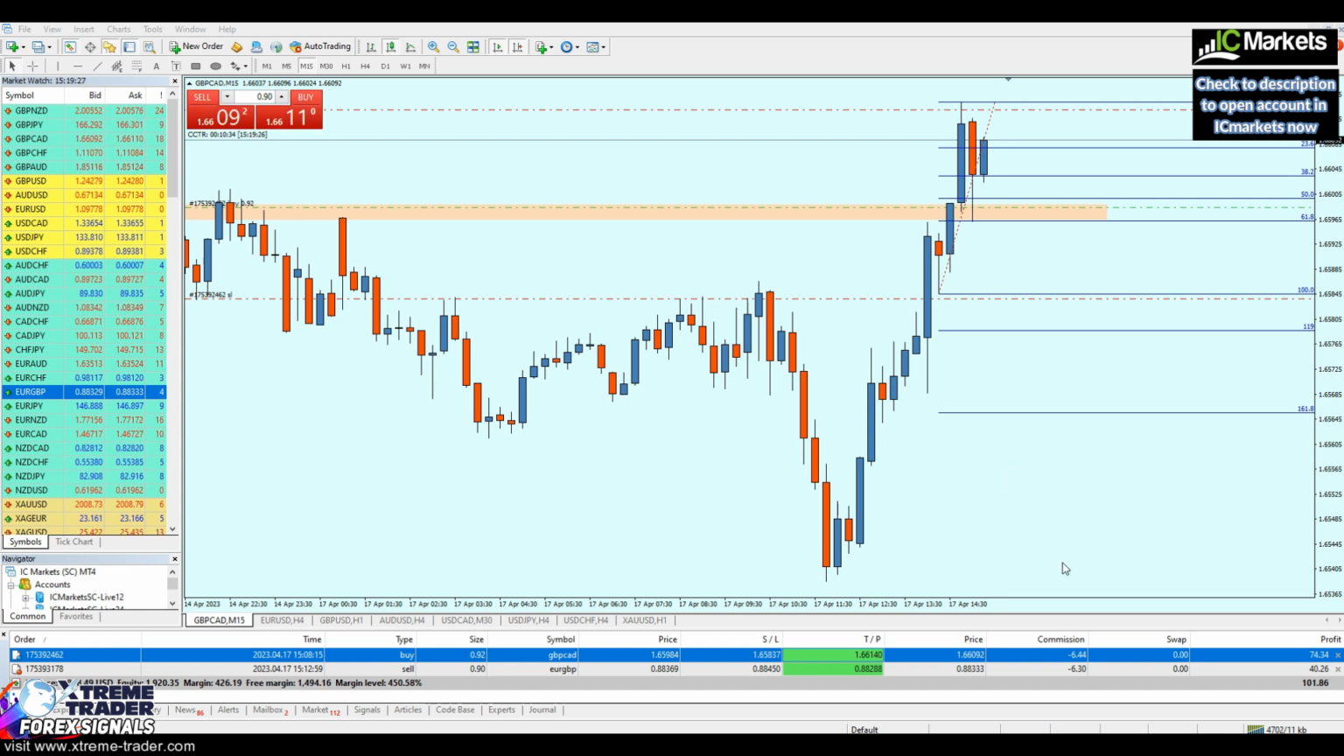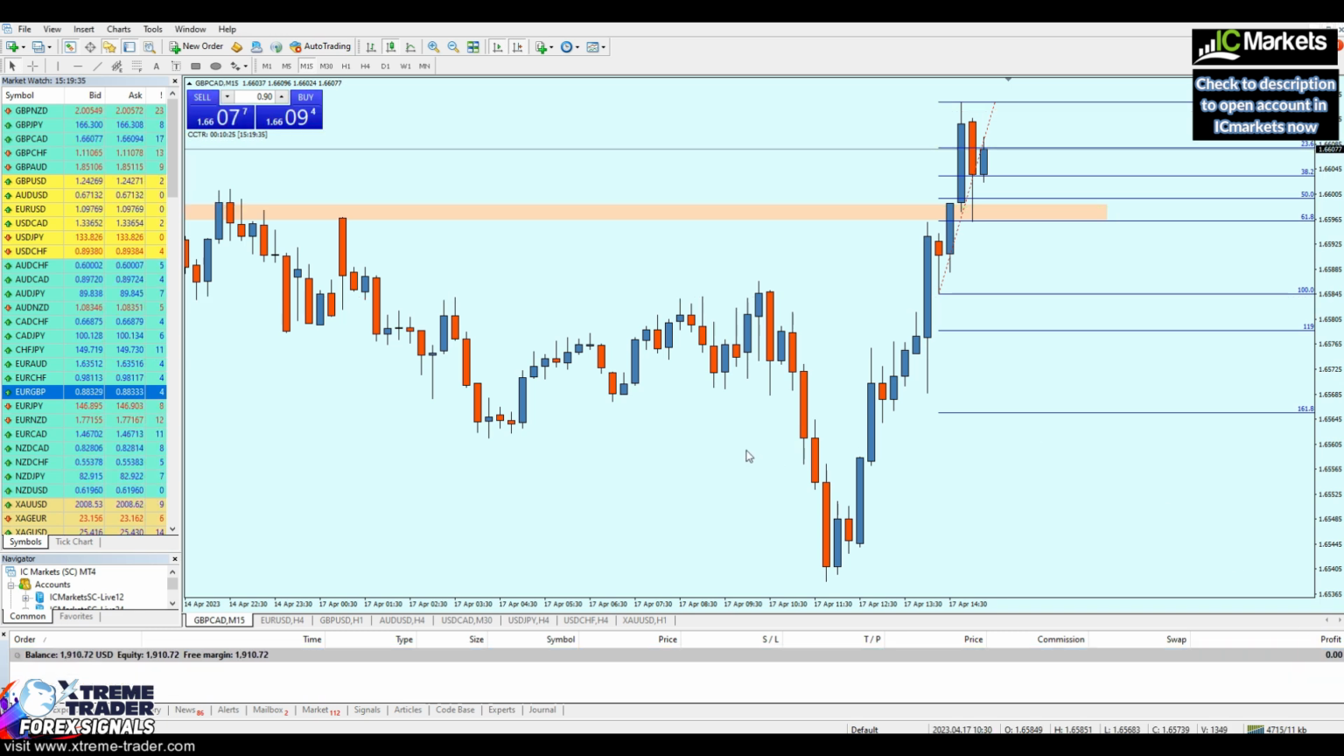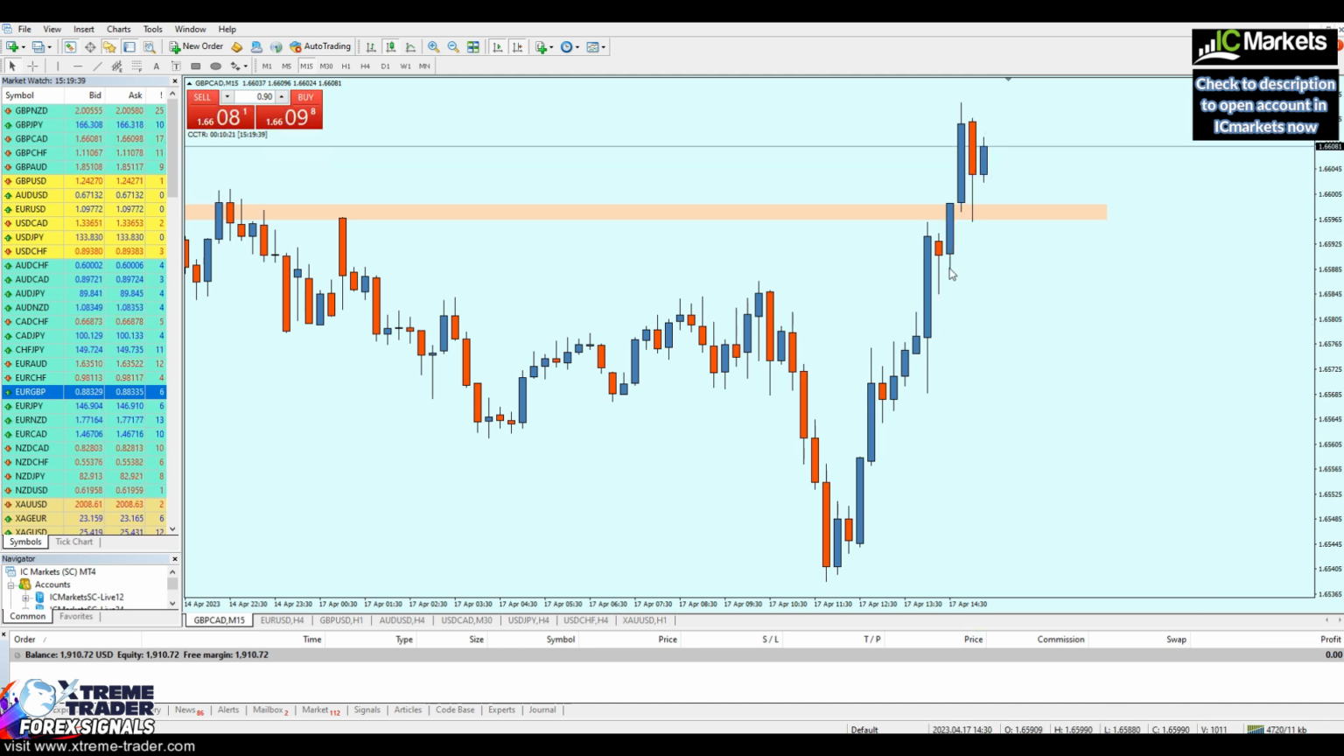Oh my god, guys, as we can see now, both of the trades are running in $100 of profit. I'm going to close these two trades right now. 1910. Okay, perfect. $1,910 of profit. We closed both of these trades in profit.